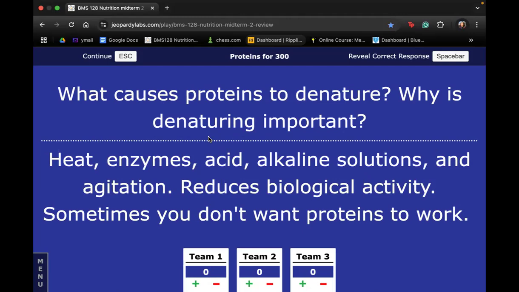But yeah, temperature, enzymes, acid, alkaline solutions, and agitation cause proteins to denature. It reduces biological activity, and you don't want proteins to work when you consume them. You want them to be reduced to their building blocks, which is what our body does to the rest after it gets denatured.